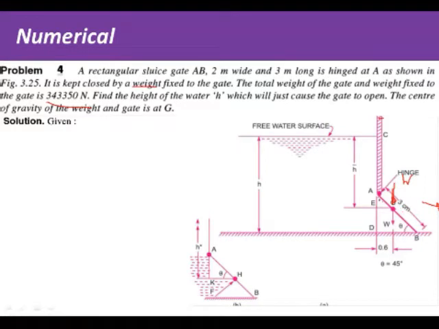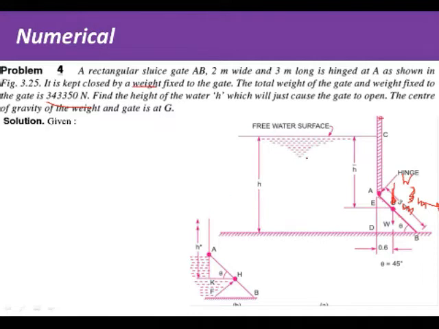After that, regarding the dimensions of the gate, it is given as a rectangular sluice gate. There is some printing mistake here. The width is 3 meter and 2 meter wide. That means perpendicular to the plane of the laptop, the width is 2 meter and its depth is 3 meter. Now one end is always hinged. Point A is hinged, while point B is free to open, but point B is kept closed by applying the external weight W.